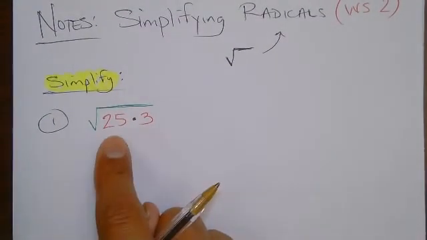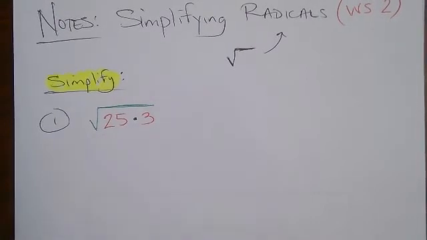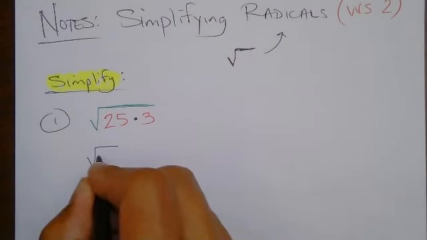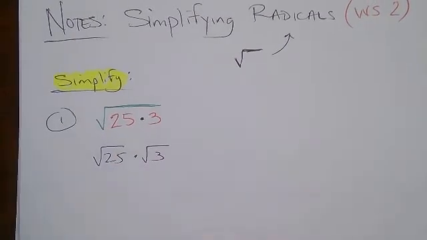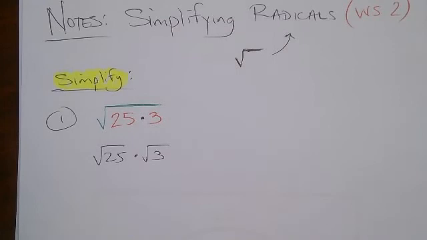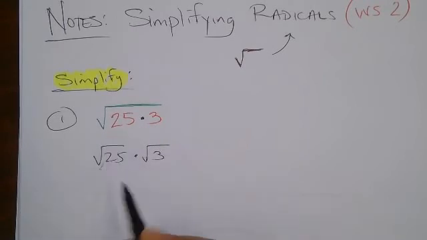Well, when you have a product of two numbers under the radical, you can split them up as the square root of 25 times the square root of 3. Go ahead and write that, please. Does anybody recognize one of these two? One of these two is a perfect square number, and the other one isn't. Which one? The 25 is a perfect square. So here you would write what?